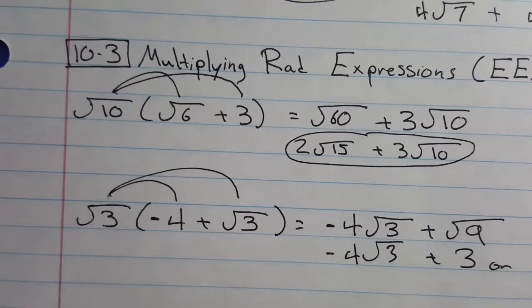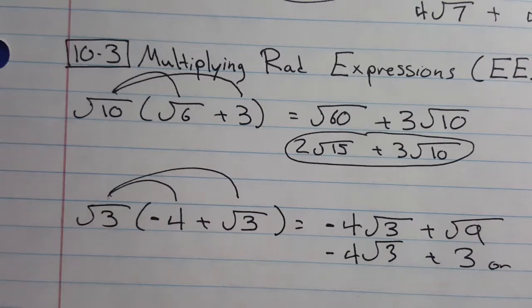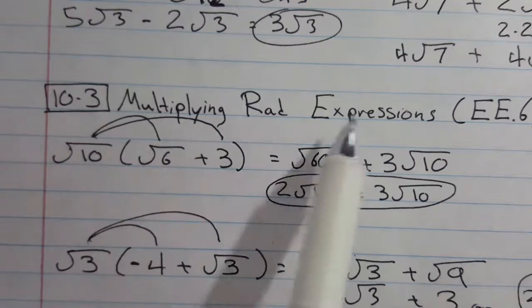Just remember your square root rules. If you take a square root times a square root, you can make a super square root. If you take a radical times a number, you just mush them together. Okay, and then you try to simplify best you can. And if you get stuck, you're done. If you can rewrite, you can rewrite. Okay, that's about it. That's the multiplying radical expressions.